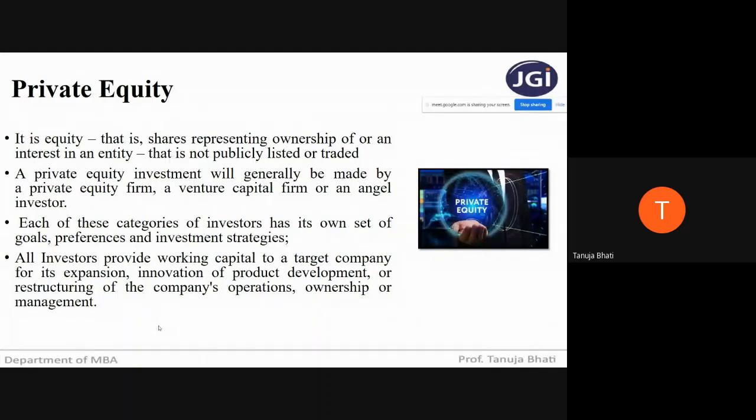So there are different private equity firms, venture capital firms, and angel investor firms, and private equity works along the same lines. In the market, there are different private equity firms who make this private equity investment in companies that are not publicly traded, and the only intention is to restructure the company's operations, ownership, and management for better working. When I say they are not publicly listed or traded, it means their stocks are not listed on BSE or NSE. Is this clear, students?